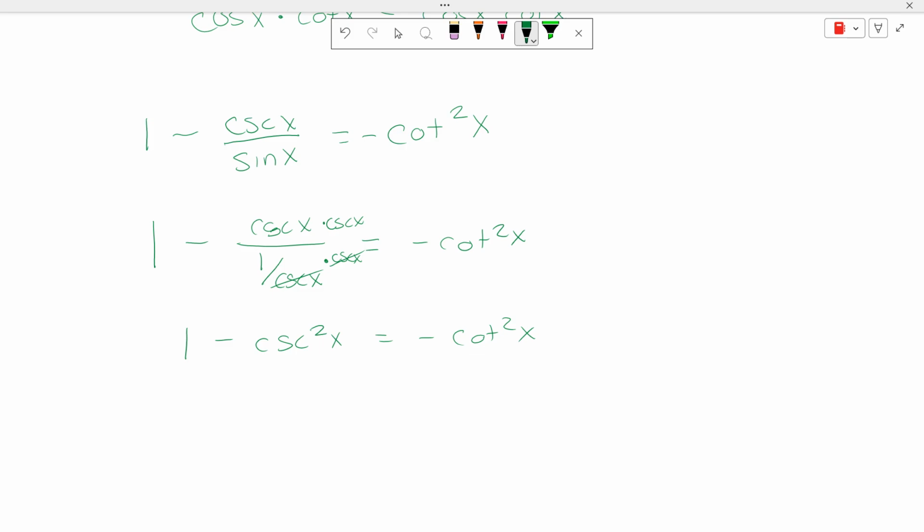And I know 1 plus cotangent squared equals cosecant squared. So if I subtract cotangent from each side, subtract cosecant from each side, I know that 1 minus cosecant squared equals negative cotangent squared. So at this point, I can just put negative cotangent squared equals negative cotangent squared. I'm good, because I have my Pythagorean identity to back me up.